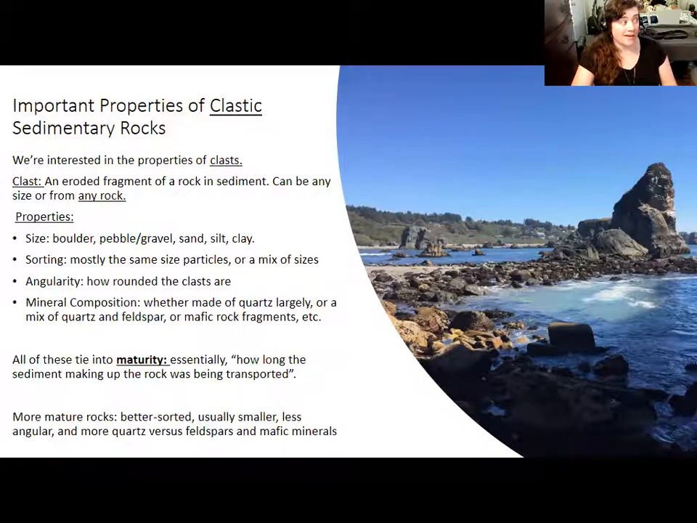Just they've been ground down a lot. But the clastic sediments are rock fragments, like the sand on this beach in Oregon or the pebbles on this beach in Oregon. And those clasts are breaking off of rocks. And they're breaking off of different rocks.